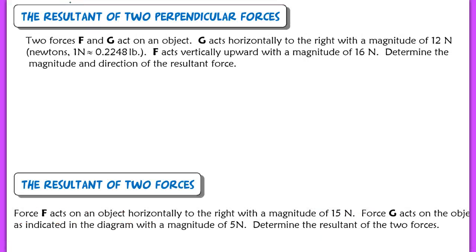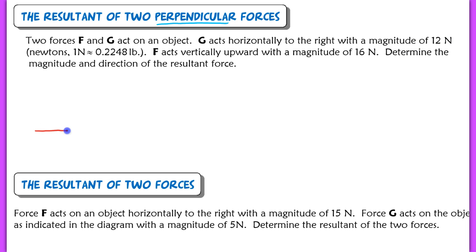Now our second objective is to find the resultant of two forces. We're going to start though with finding the resultant of two perpendicular forces because it's a little bit easier to understand. So here we have two forces F and G that act on an object. G acts horizontally to the right with a magnitude of 12 newtons. So this is a unit that we're going to use often that just represents a force. So let's draw that in first.